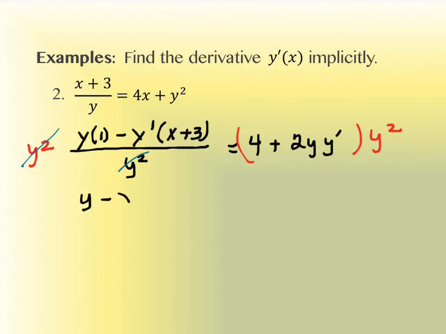So this would be x y prime plus 3y prime equals. Would it not be minus 3y? It would. Thank you. Get that fixed. Good catch. What's on the right-hand side? What do I have? 4y squared plus, good, 2y cubed, and then y prime.